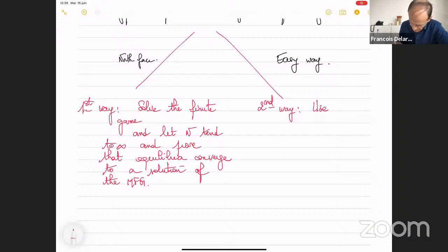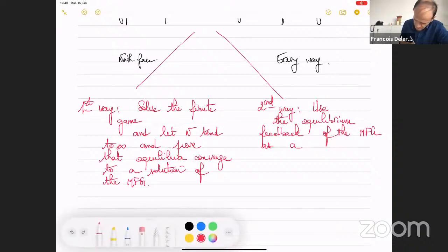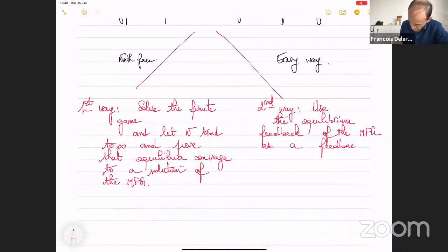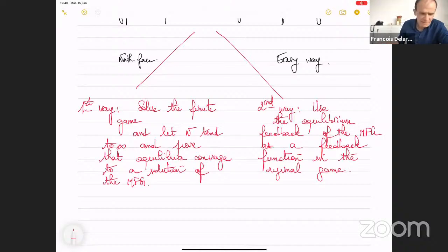So use the equilibrium feedback of the mean field game as a strategy, or as a feedback strategy, or as a feedback function, in the original game. It makes sense. And this is what I'm going to explain to you. Certainly, since I'm a bit out of time, I will use the slides.